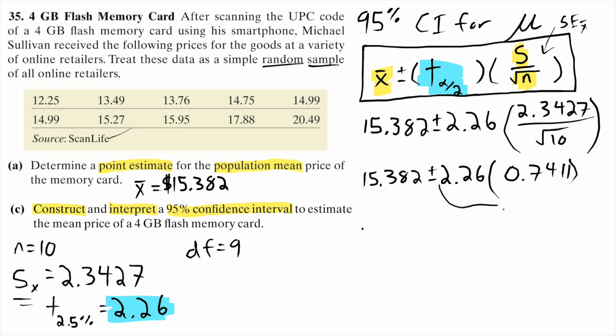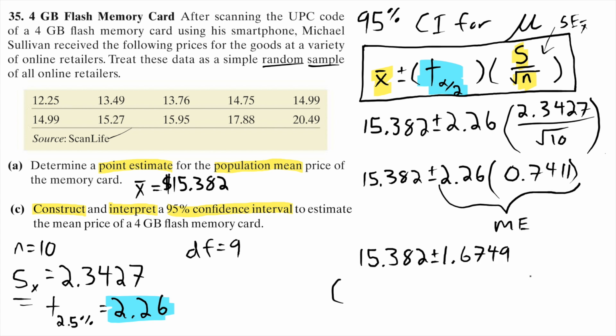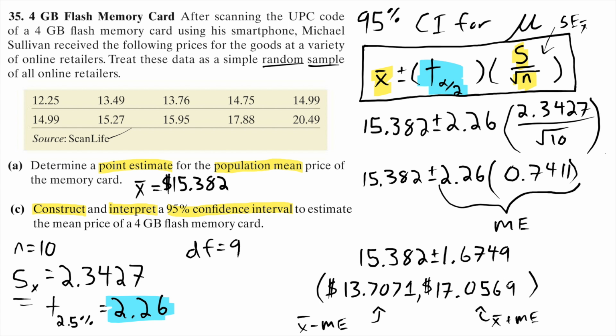So now I'm going to multiply these two quantities. And so now I'm ready to get the interval. I'm going to do x bar plus the margin of error, and that gives me the number on the right side of the interval. I always want to put the higher number on the right, and then I'm going to do x bar minus the margin of error to give me my lower value, 13.7071. And if it's bothering you that you're being that precise, you could round it.